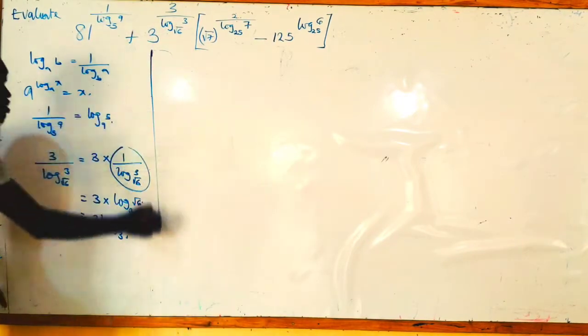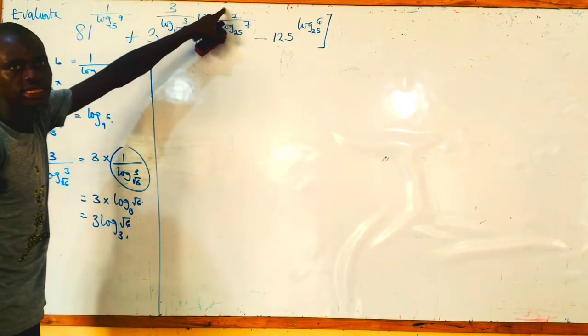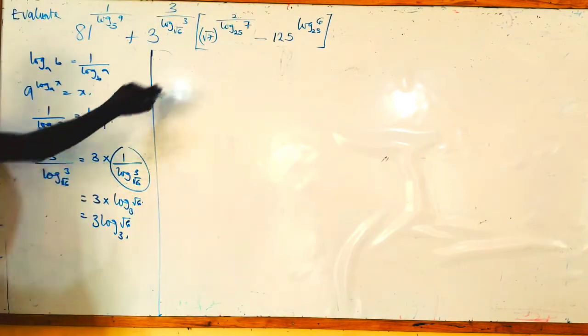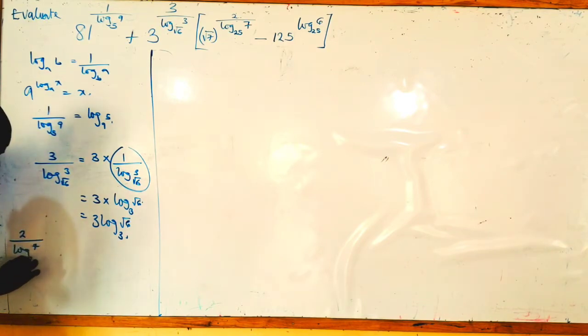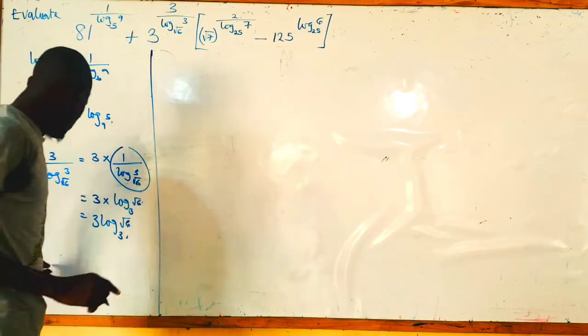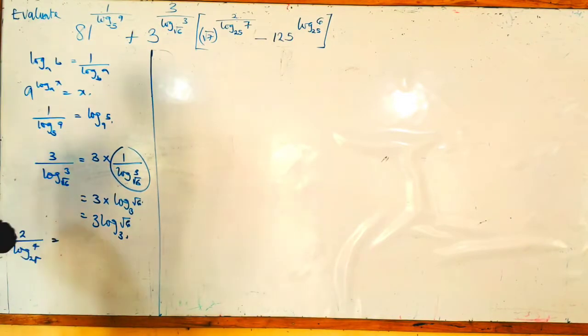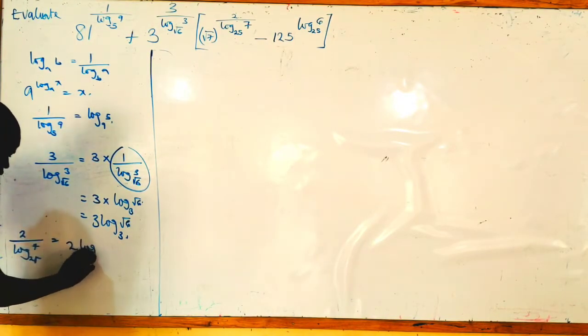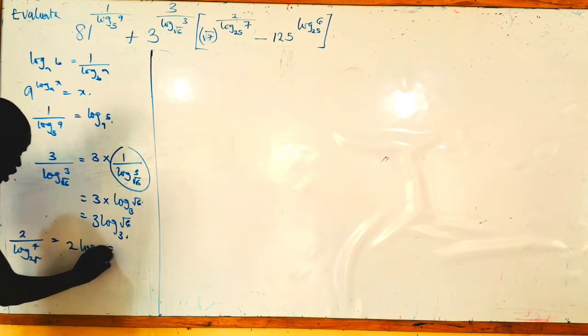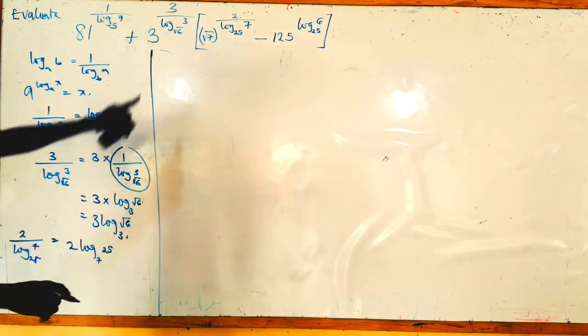Now the next thing that I need to do is to convert this. The same way I did this, I'll also do this like that. That means my 2 all over log 7 base 25 should be equals to 2 log 25 base 7, which is this.